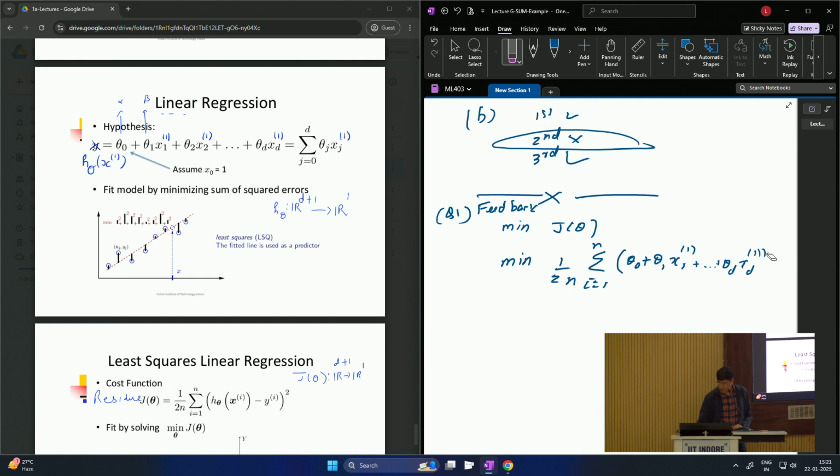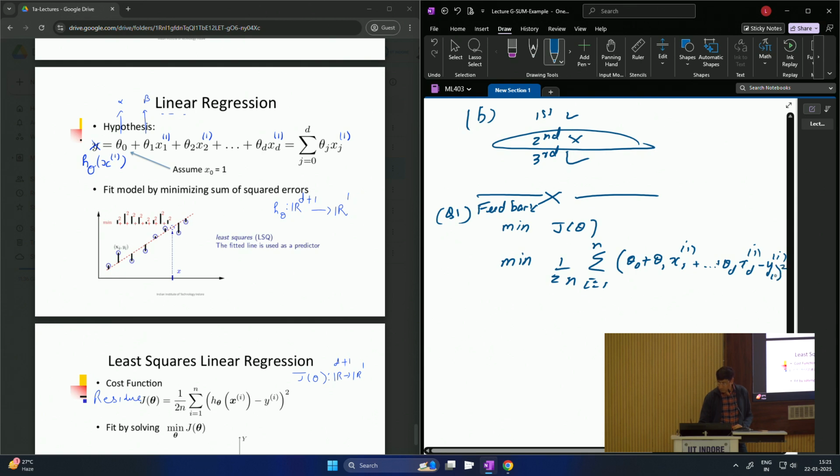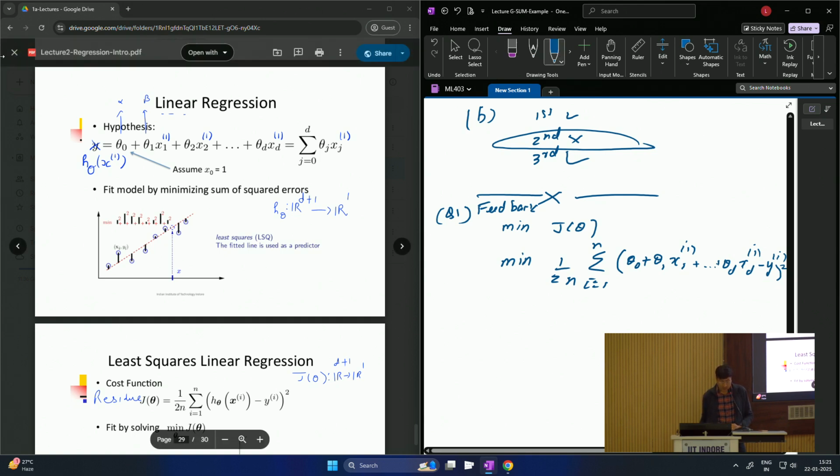And this minus yi, this is I, sorry, and the square of it. There is no subscript here, right? Y was scalar. This is what we were trying to do. Correct? Everybody with me?